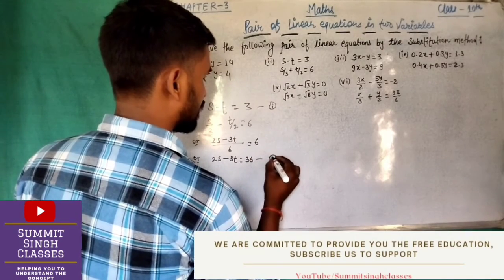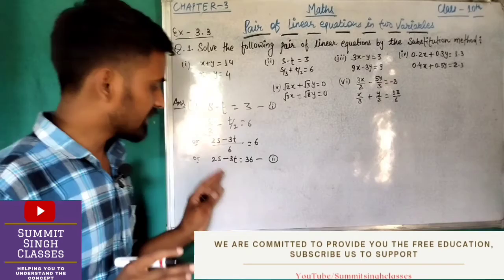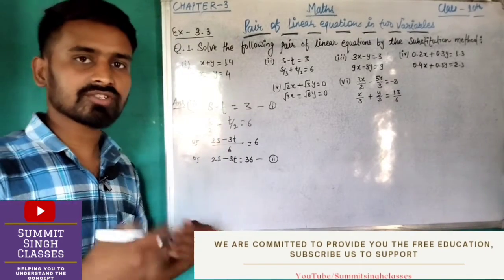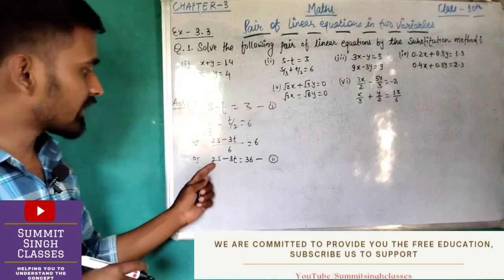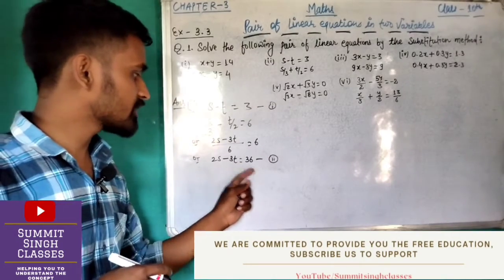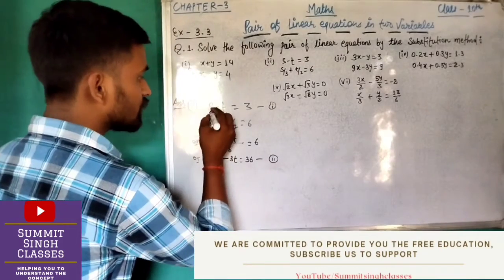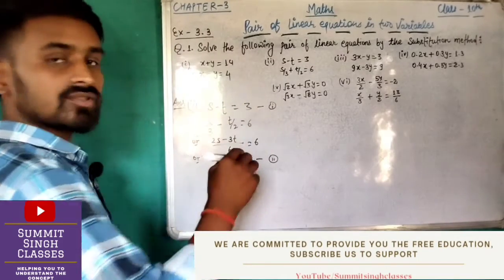This is now our equation second. Okay, let us keep it like this. I expanded it a little so that the fractions are removed. So we will write the second equation as 2s minus 3t is equal to 36. Now see what is going to happen. The very first equation is s minus t is equal to 3.